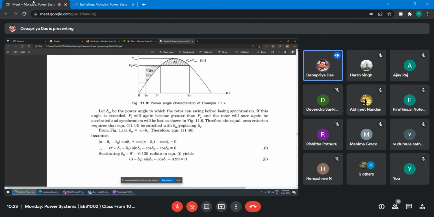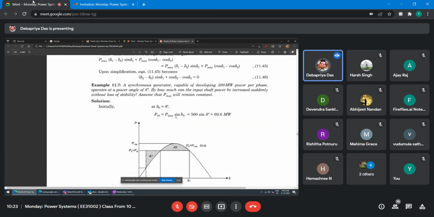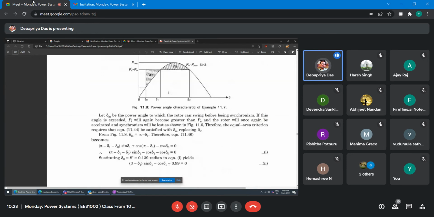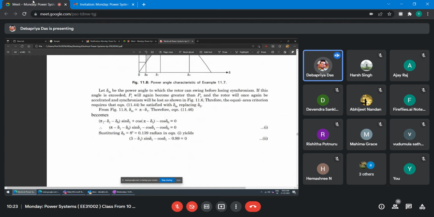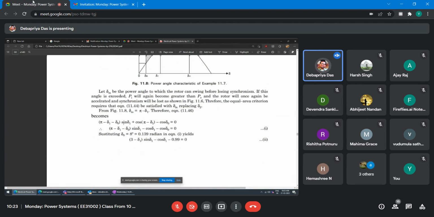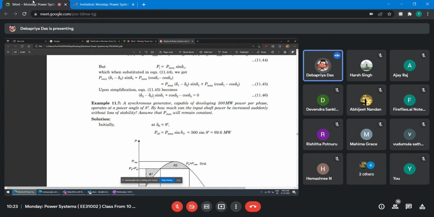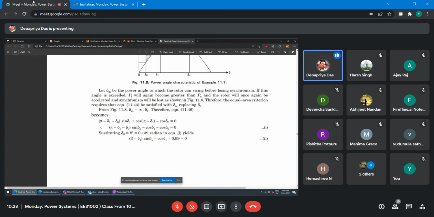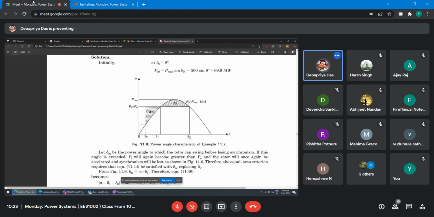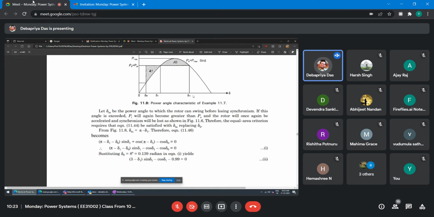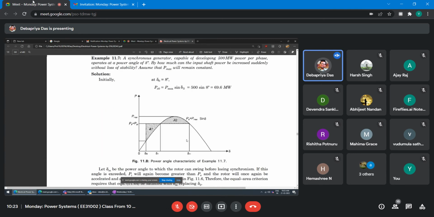Now if you look into this equation, delta 2 minus delta 0 sine delta 1, right? That is pi minus delta 1 minus delta 0. Here, replace delta 2 by delta m, because this equation is in delta m, right? Delta 2 and delta m, and delta m is nothing but pi minus delta 1. So that makes (pi minus delta 1 minus delta 0) sine delta 1 minus cos delta 1 minus cos delta 0 equal to 0. From this symmetry you can make out, right?